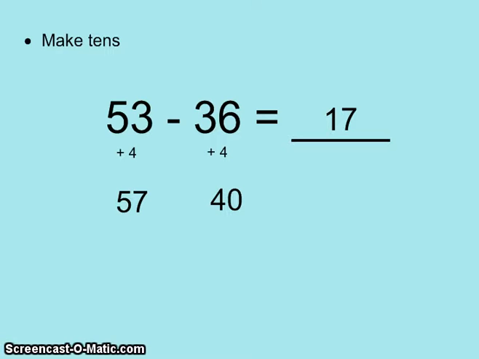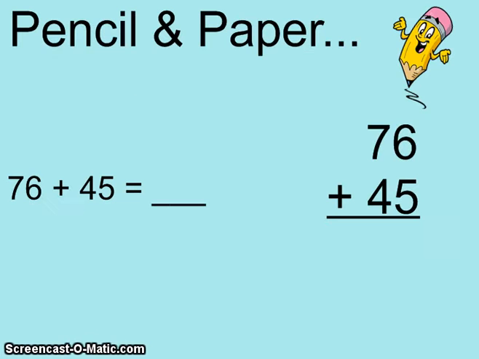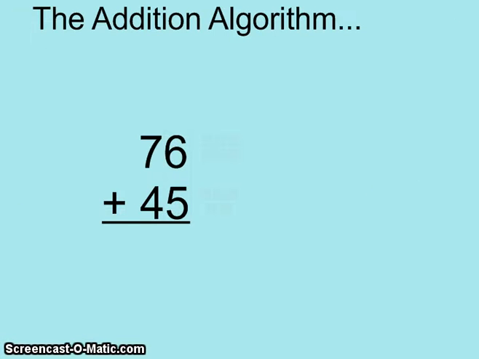Let's look at another way to solve a problem instead of mental math. Sometimes pencil and paper just makes more sense. When you see that if you add ones together and it equals more than 10, sometimes it's hard to do that in your head. Let's try to solve this another way. We're going to use the addition algorithm. Algorithm is a big fancy word to say stacking and adding the way that you see here.